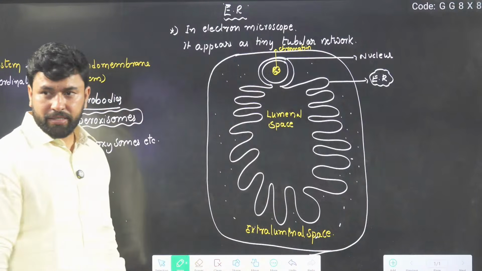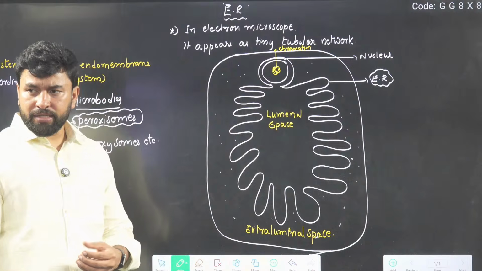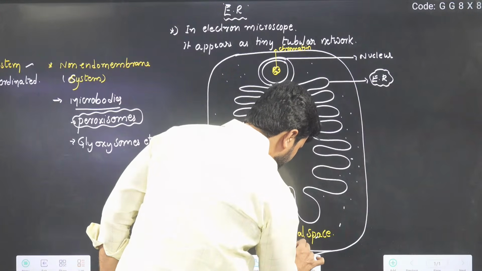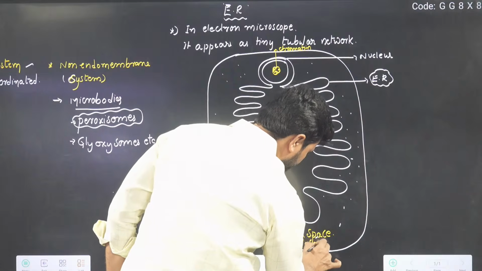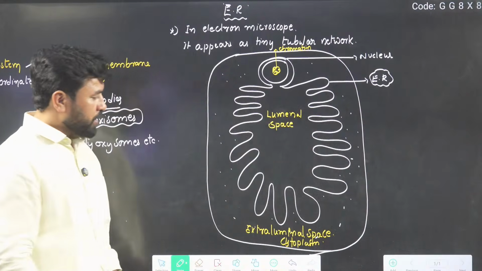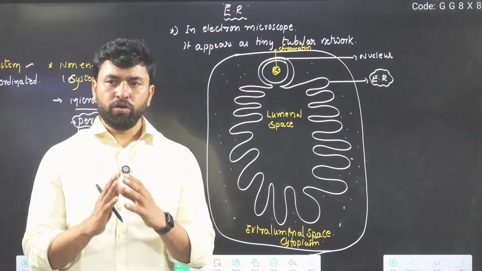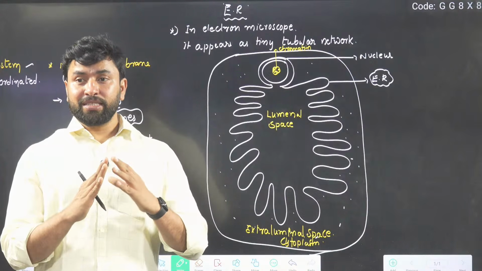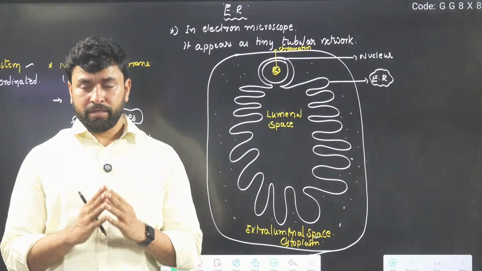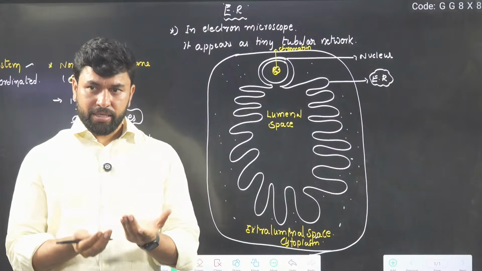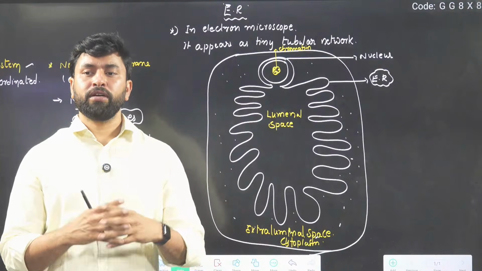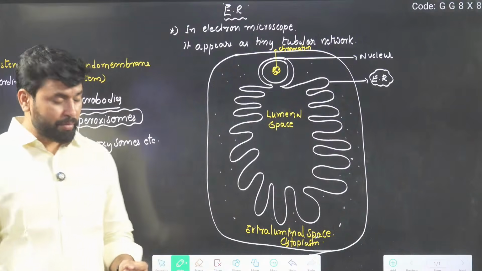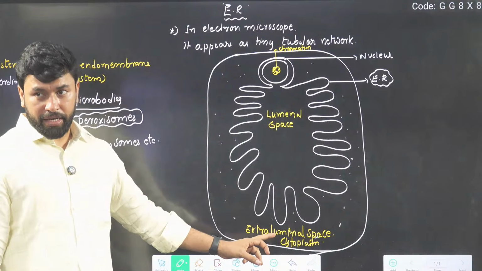Extraluminal space is nothing but cytoplasm. The statement would be like this: endoplasmic reticulum divides cytoplasm, or cell space, into two environments. One is the luminal space inside the endoplasmic reticulum, and the other is the extraluminal space outside the endoplasmic reticulum, which is nothing but the cytoplasmic area.